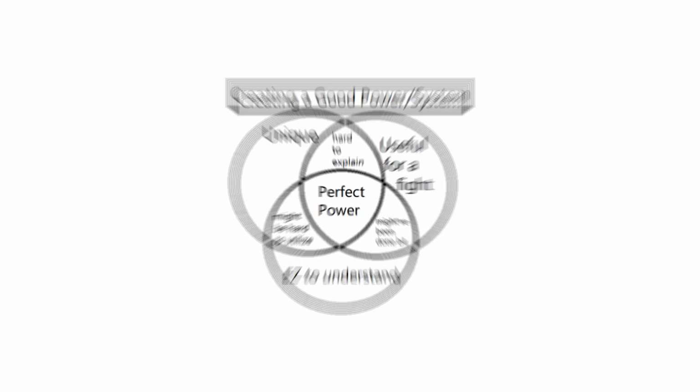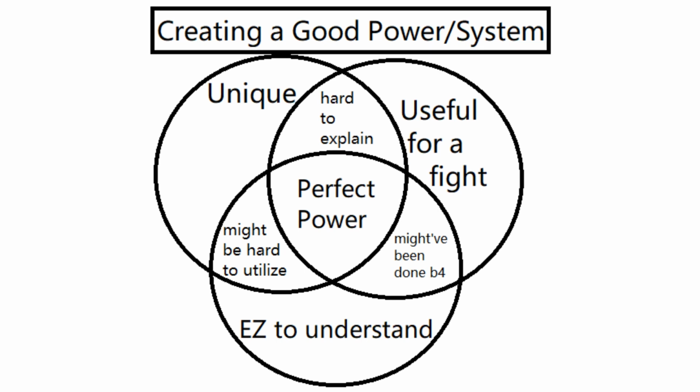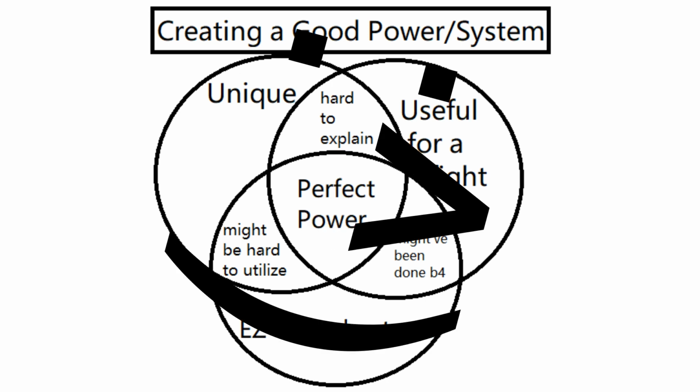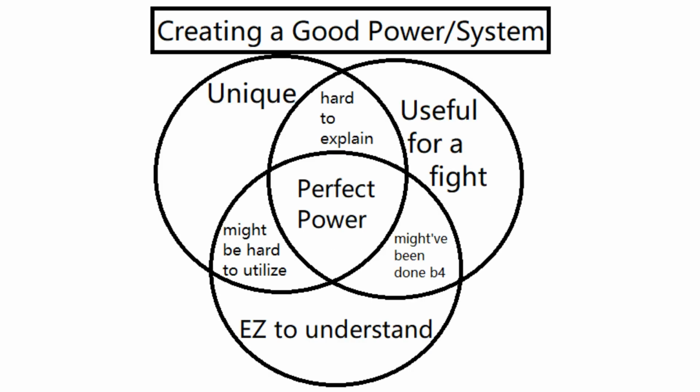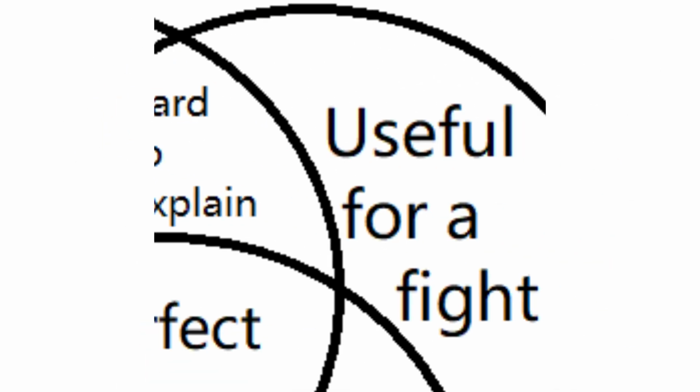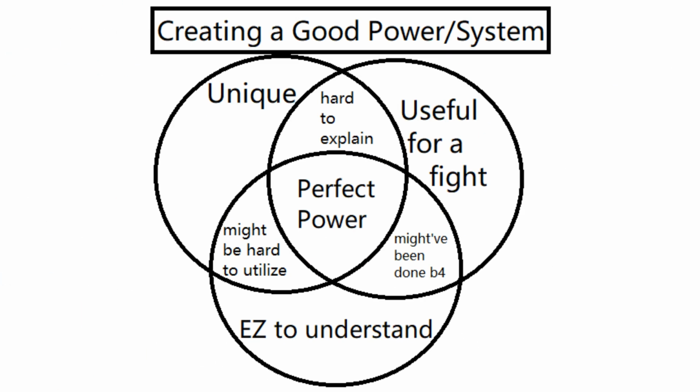Step 1. Achieve perfection. This video was born out of this little three-way Venn diagram I created for myself to refer to when creating powers of my own for a little something not related to YouTube. Don't worry about it. As you can see, the three circles say unique, useful for a fight, and easy to explain. Through this diagram, I posit that the perfect superpower is a balance of all three of these elements.